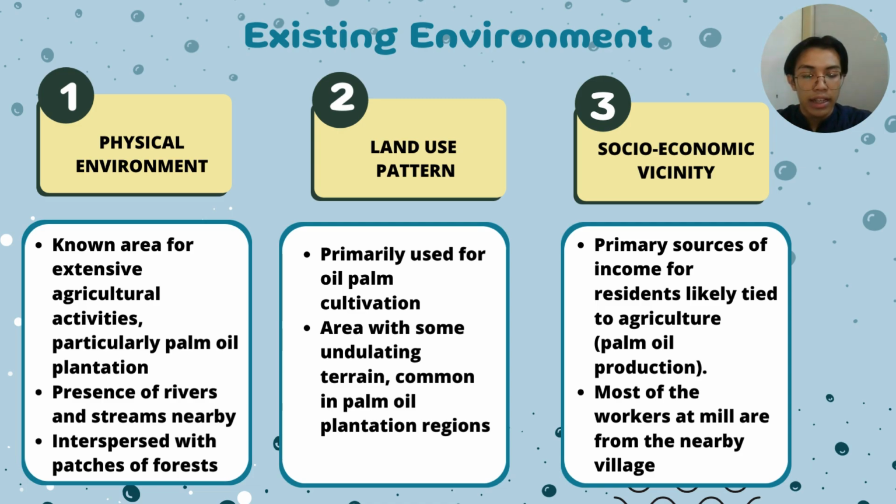The third one is that the area is interspersed with patches of forest. The next one is land use pattern, primarily used for oil palm cultivation. The area also has some undulating terrain, common in palm oil plantation regions. And the last one is the socio-economic vicinity. The primary source of income for residents is likely tied to agriculture, which is palm oil production. Most of the workers at the mill are from the nearby villages.